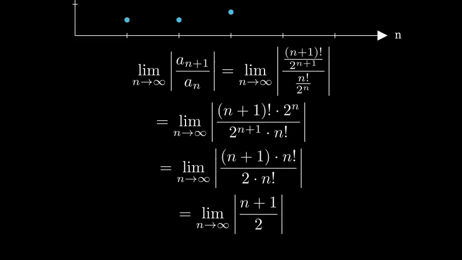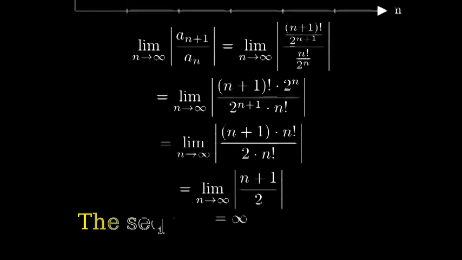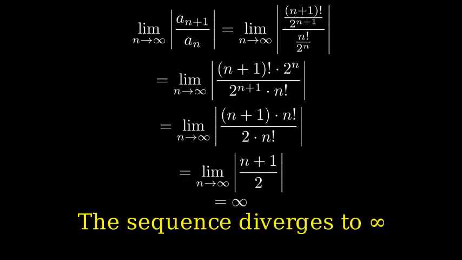Now, we can evaluate this limit. As n approaches infinity, the ratio n plus 1 over 2 also approaches infinity. Since the limit of the ratio is greater than 1, this tells us that the sequence diverges to infinity.